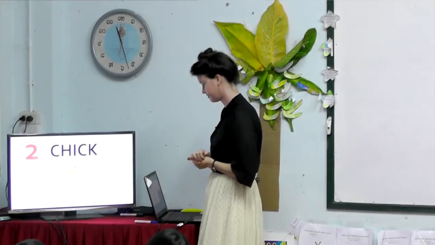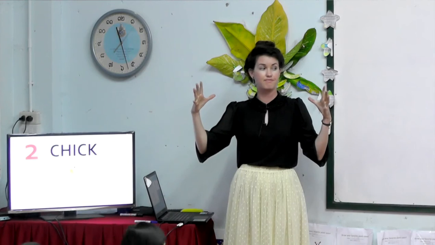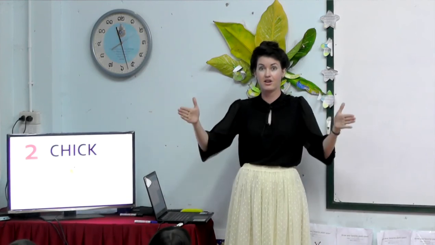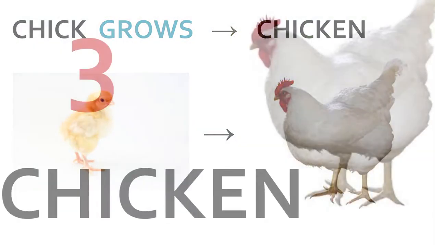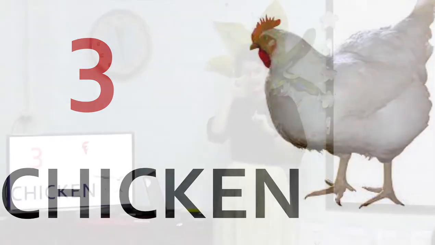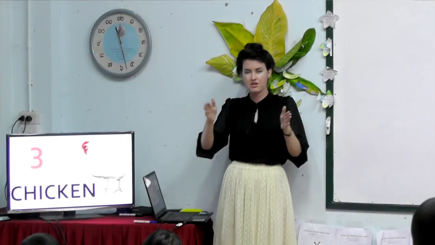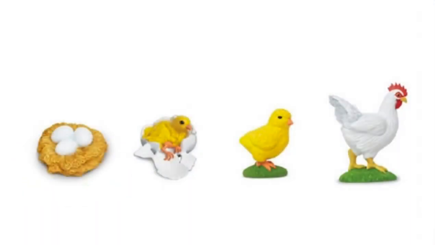Then what do you think happens to that chick so it becomes a big chicken? It grows. You're right. The chicken grows, and then it is a big chicken. So first it's an egg. The egg hatches. It's a little chick. That little chick grows into a big chicken. So just like in our pictures, we've got our eggs to begin. The little chick hatches. It's a little baby. And then it grows into a big chicken.